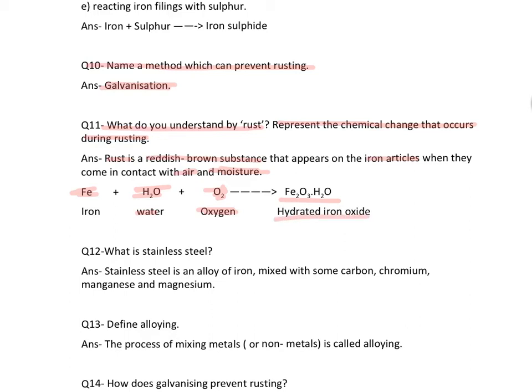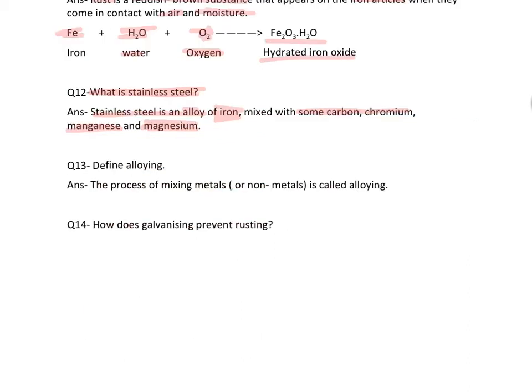Let's move on to our next question. What is stainless steel? Stainless steel is an alloy of iron which is mixed with some carbon, chrome, manganese and magnesium. Question number 13. Define alloying. So you all know the process of mixing metals or non-metals is called alloying. Here metals can be mixed with metals or metals can be mixed with non-metals.